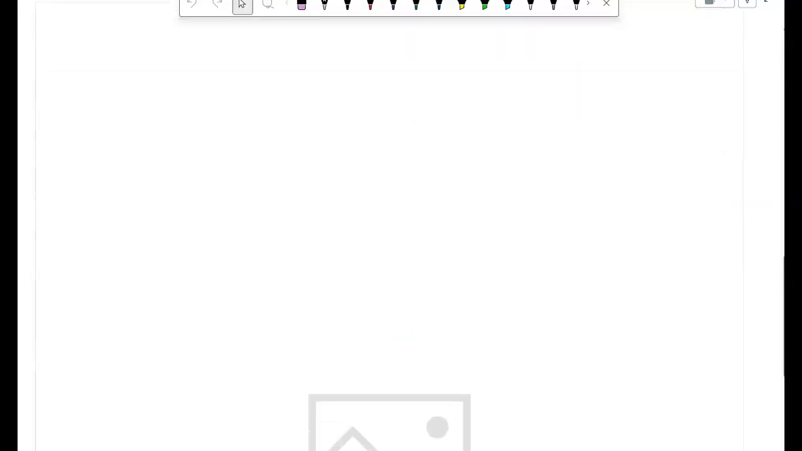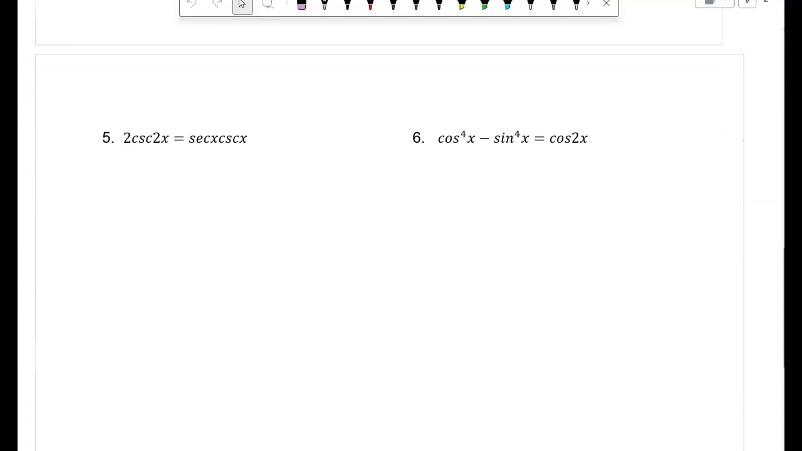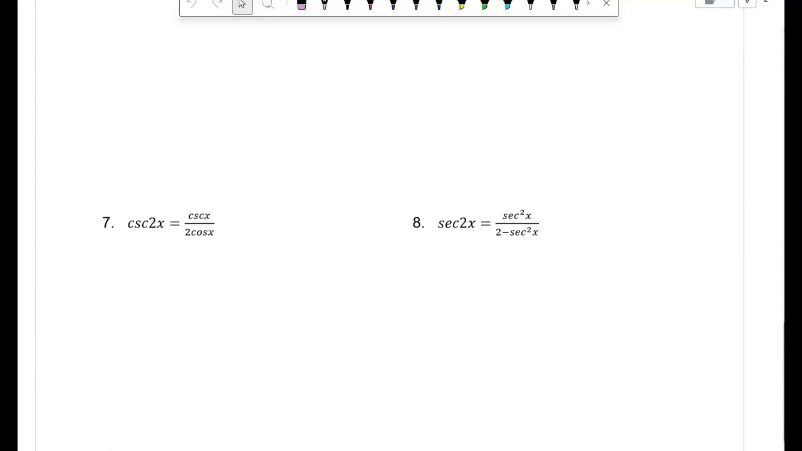We're good. Number 8's the one I threw. Guys, will you throw this one out on the homework? Can you just cross out for the double angle the secant of 2x?